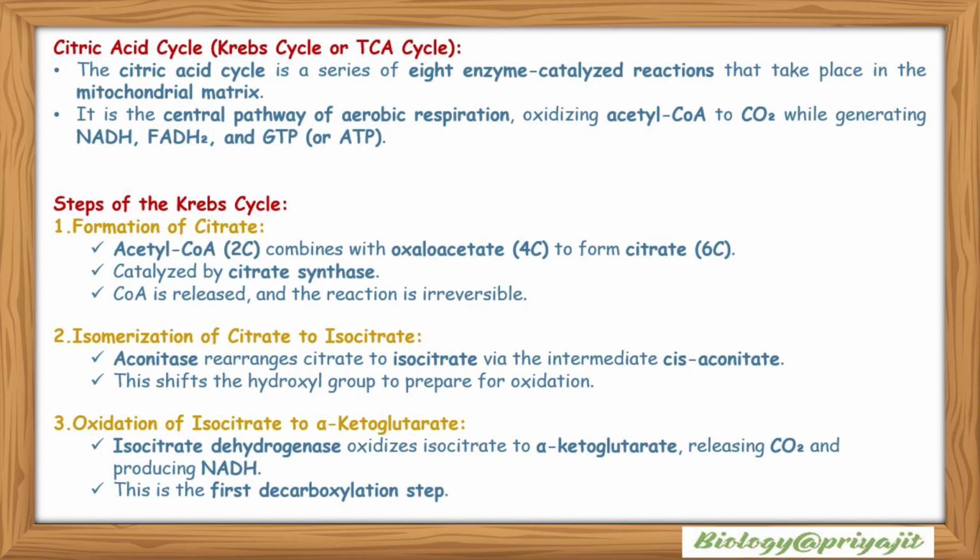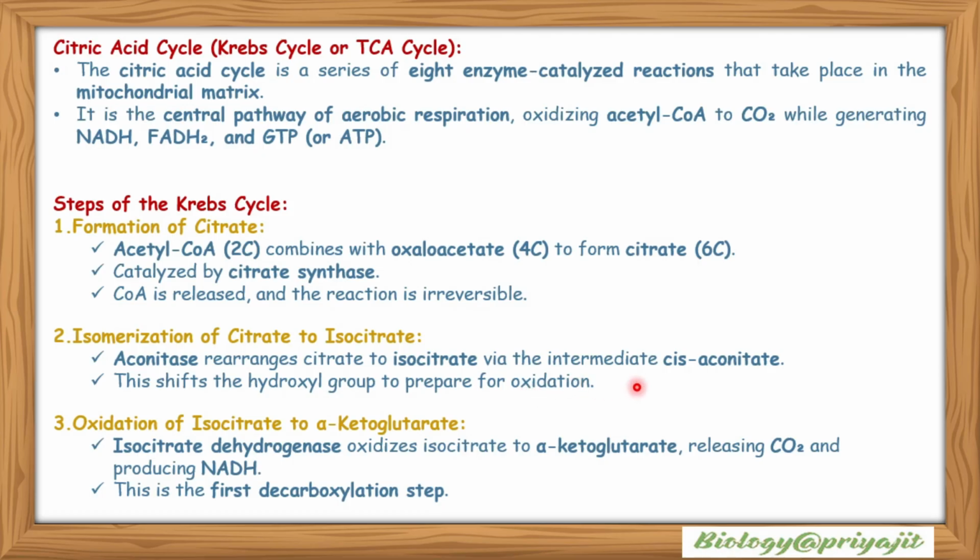Formation of citrate. Acetyl-CoA combines with oxaloacetate to form citrate, catalyzed by citrate synthase. Then coenzyme A is released and the reaction is irreversible. Isomerization of citrate to isocitrate. The aconitase enzyme rearranges the citrate to form isocitrate via the intermediate cis-aconitate. This shifts the hydroxyl group to prepare for oxidation.